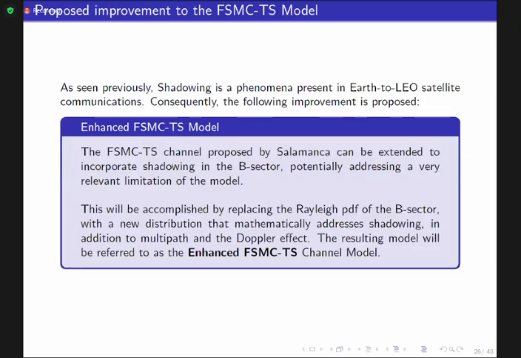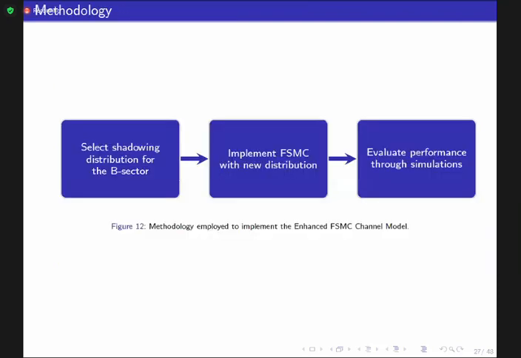So what's the improvement? We basically intend to address a very relevant limitation of the model, just lack of shadowing. How will we accomplish this? We will attempt to replace the Rayleigh PDF with a new distribution that allows multipath, Doppler effect, and shadowing to be represented as part of the physical phenomena in the channel. We will be referring to the new channel model as the enhanced FSMC channel model.